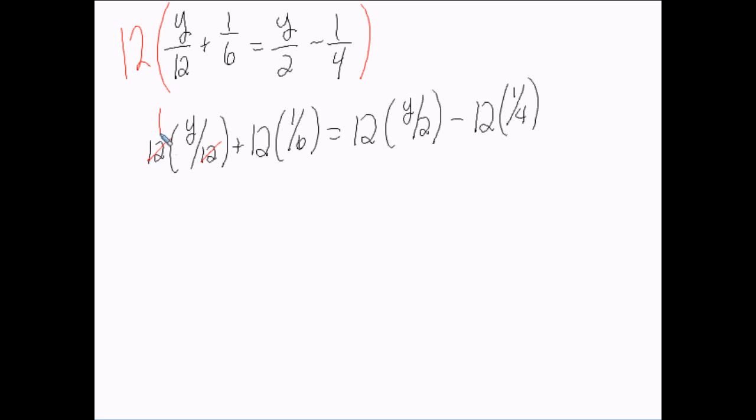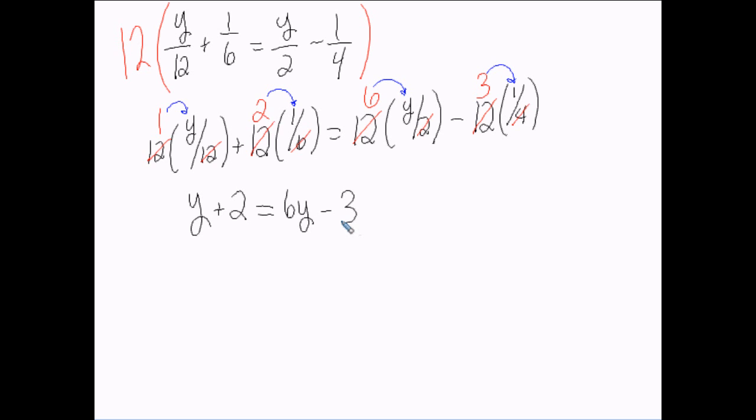12 goes into 12 one time. 6 goes into 12 two times. 2 goes into 12 6 times. And 4 goes into 12 3 times. So I'm dividing. After I divide, I then multiply times my numerator. So 1 times y is just y. 2 times 1 is 2. 6 times y is 6y. And 3 times 1 is 3.